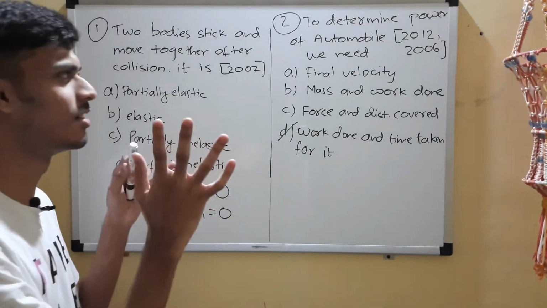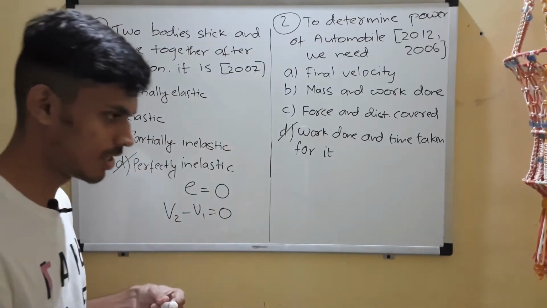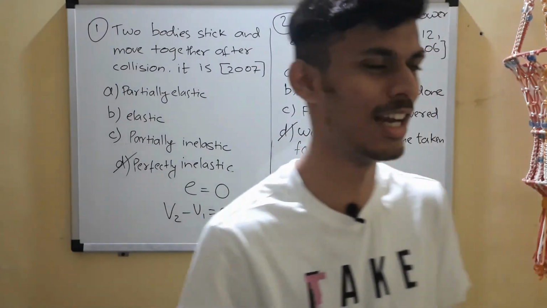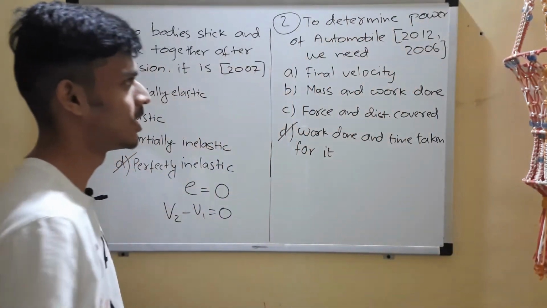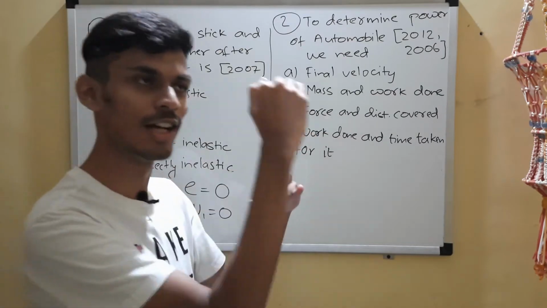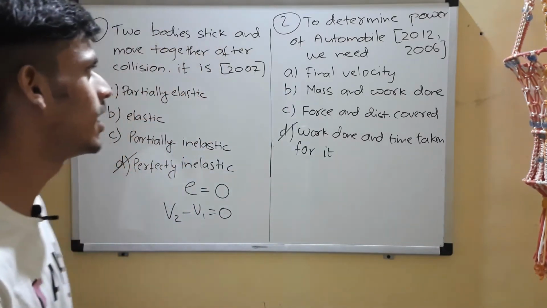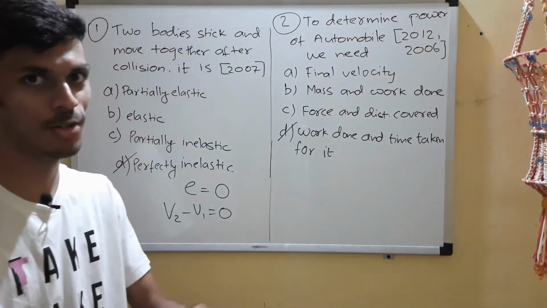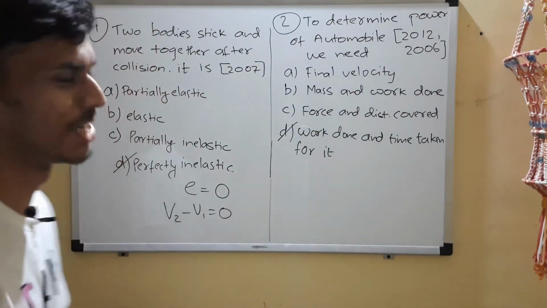Since it's a single correct type question, and in BITSAT you have single correct type questions, there is no need to check the other options, right? So let's move to other questions. The difficulty will keep on increasing, don't worry. This question was repeated in 2006 and again in 2012. Over to the next question.